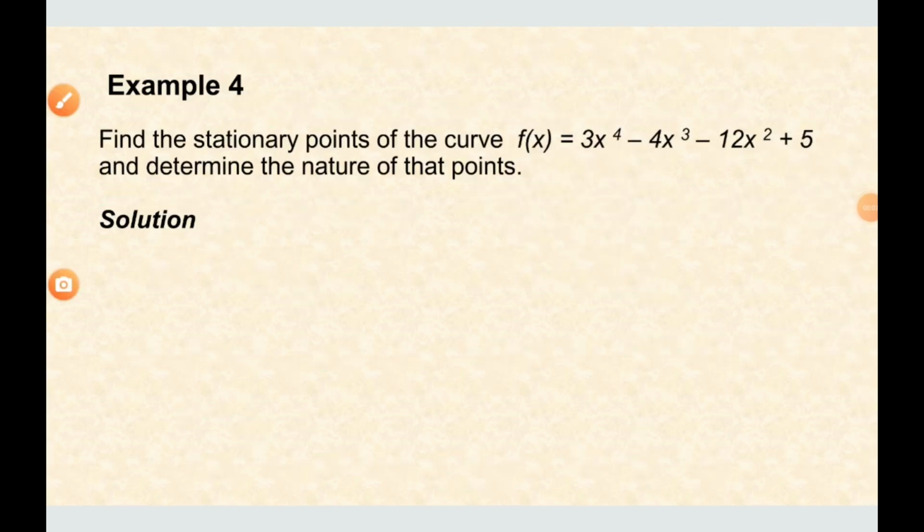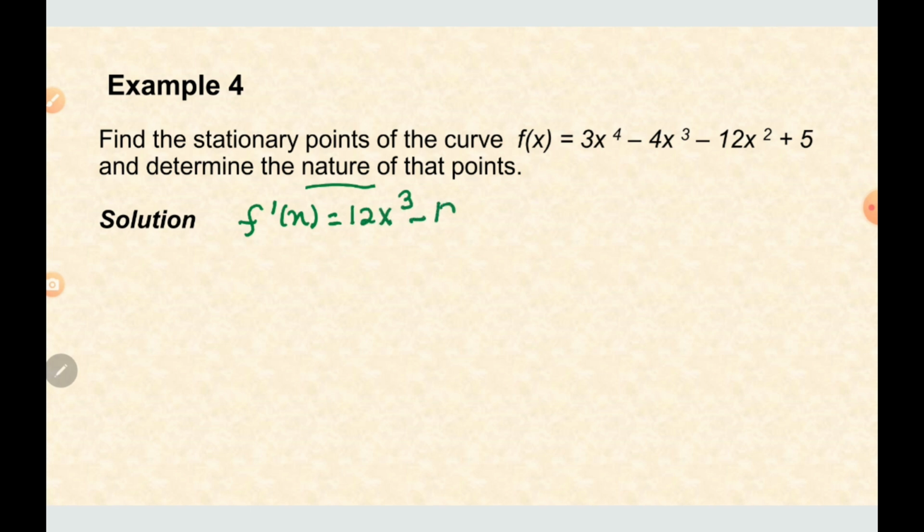Let's continue example 4. Find the stationary point of the curve f(x) equals 3x to the power of 4 minus 4x cubed minus 12x squared plus 5, and determine the nature of that point. Nature here means either the point is a maximum or minimum. So firstly you need to find f prime x. Then we have 12x to the power of 3 minus 12x squared minus 24x.